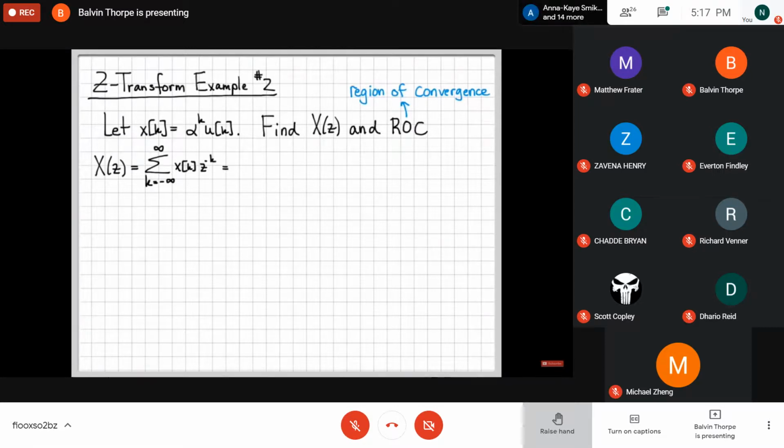And then we can go ahead and plug in the specifics for our problem. K equals minus infinity to infinity, alpha to the k u of k times z to the minus k. And then since the unit step is 0 for all negative time, it turns on at k equals 0, we can let the unit step manipulate the limits of the sum and simplify this to k equals 0 to infinity of alpha to the k, z to the minus k.